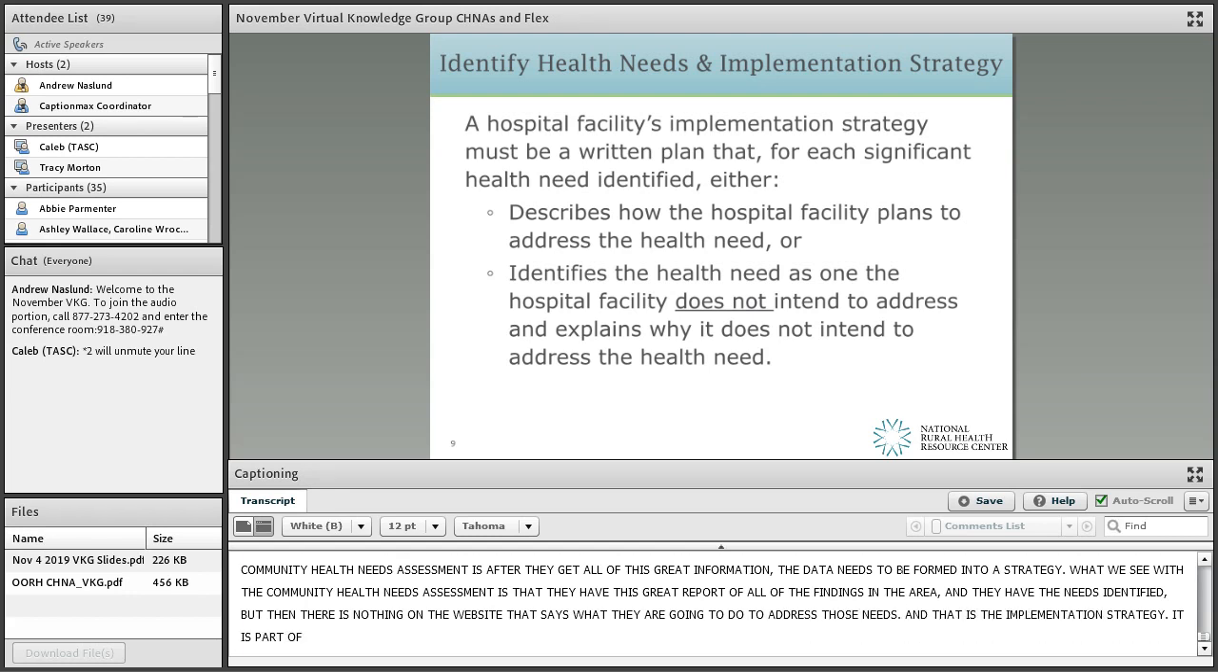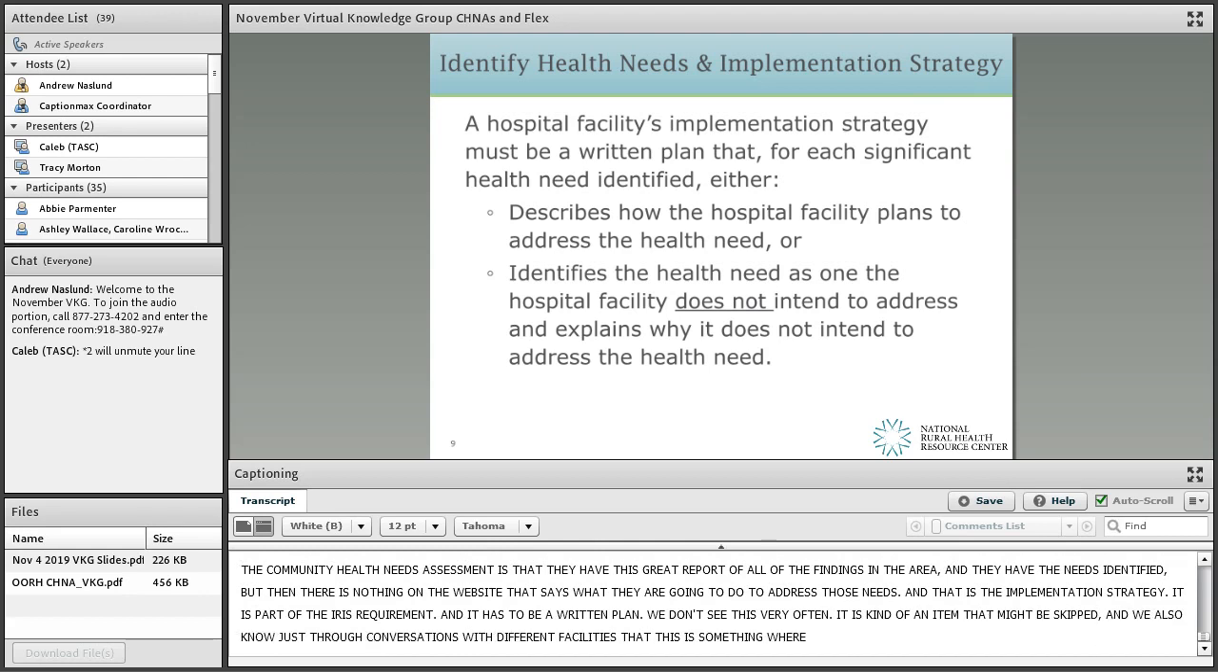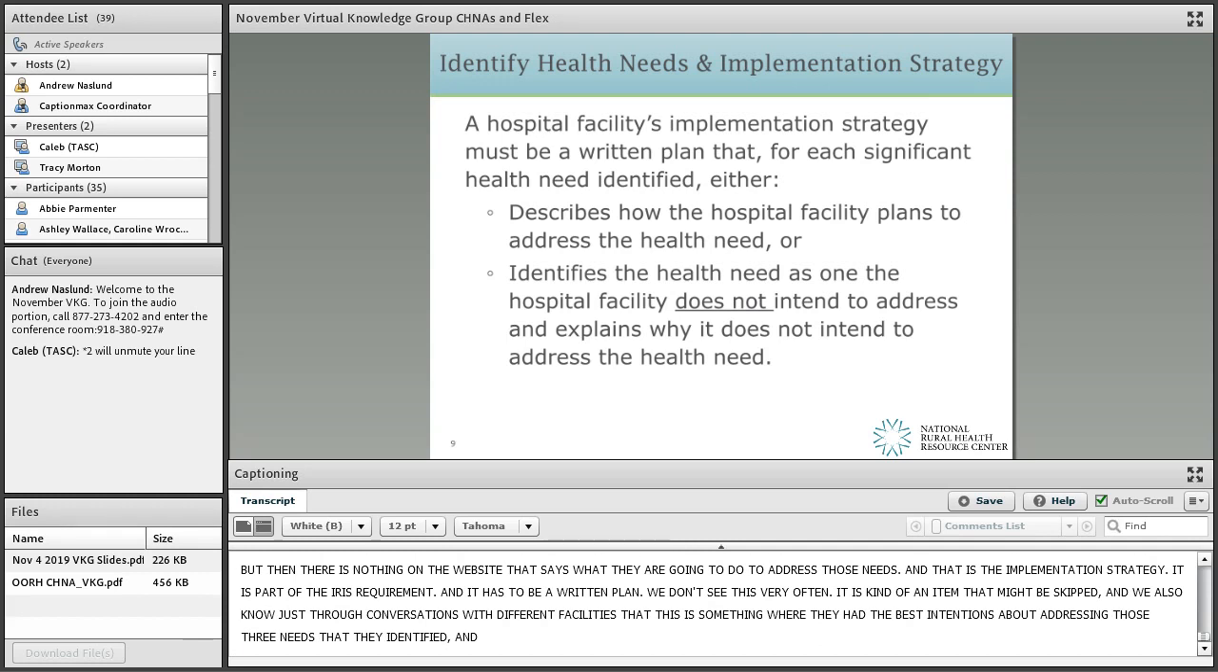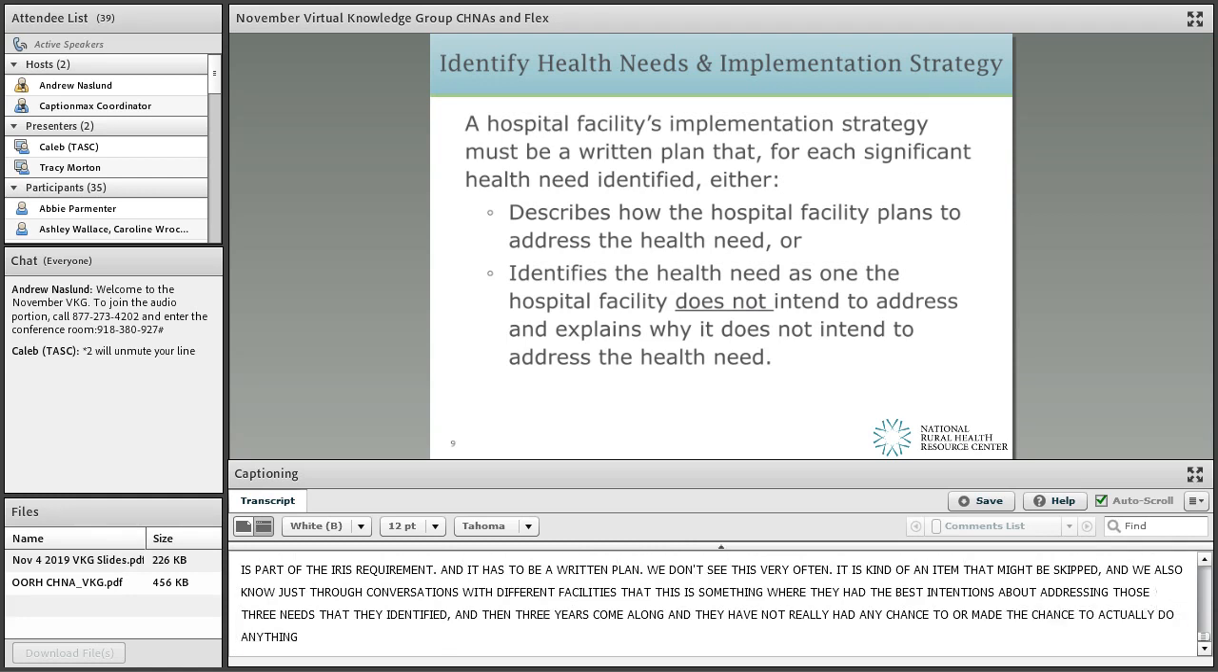One of the other, and kind of the final, parts of the community health needs assessment is that after they get all this great information, the hospital really needs to develop an implementation strategy. So what we often see with the community health needs assessment is they have this great report of all the health findings in their state or in the area, and they have the needs identified, but then there's nothing on the website that says what they're going to do to address those needs.